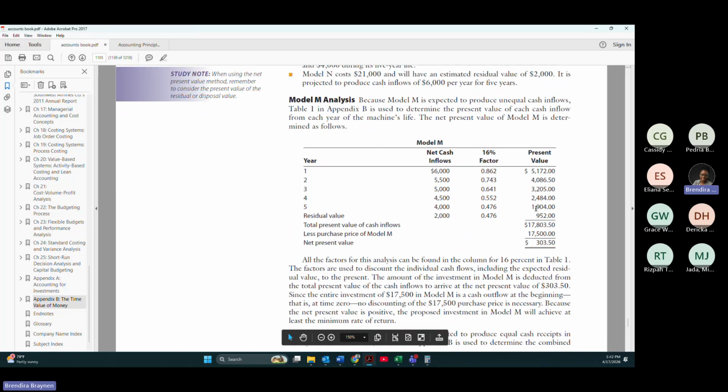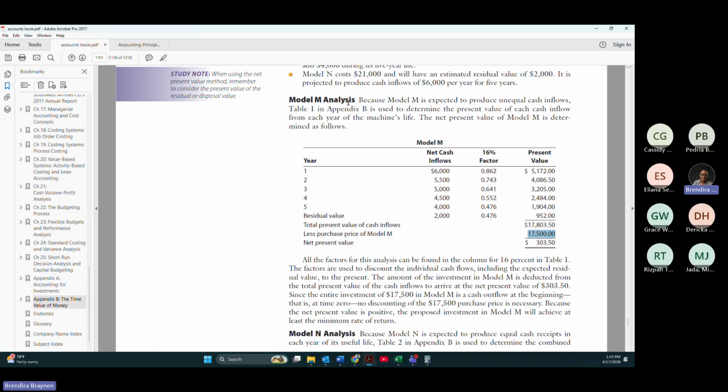In the other example, the present value was 17,803 and they spent 17,505. They spent less than it's worth to them. So therefore, it's a positive difference of 303.